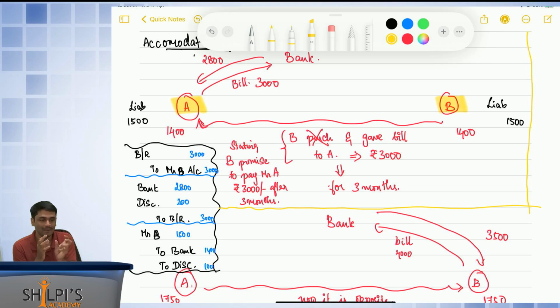There was simply a bill in between Mr. A and B. And now Mr. A will get that 2,800. He would give that 1,400, half of the amount, to Mr. B. So, though Mr. B is getting only 1,400, this discounting charge of rupees 200 should be borne by Mr. A and Mr. B equally. So what happens? A's liability would be 1,500 and B's liability would also be 1,500.